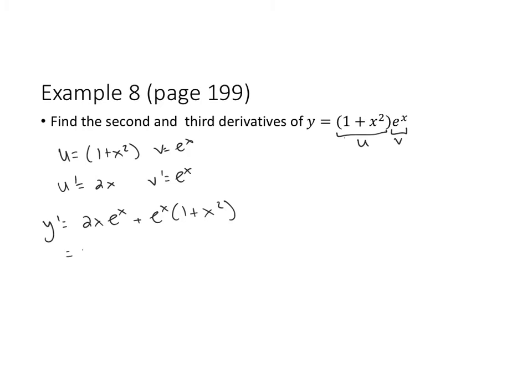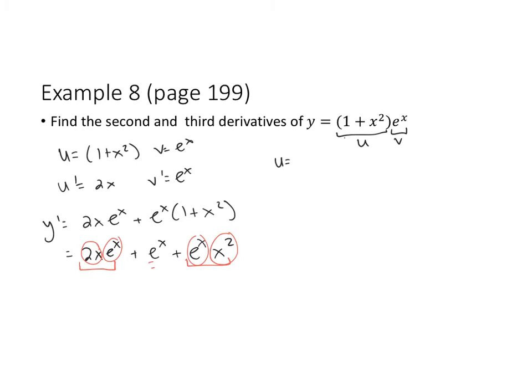So I have 2x e to the x plus e to the x plus e to the x times x squared. So now it's hopefully a little bit less complicated. And when I find my second derivative, now this is going to take quite a bit of piecework here, because this is something separate and this is something separate. And inside each of these I have a u and a v and a u and a v. This one's nice and easy. I don't have to worry about it. All right, so let's take it step by step.